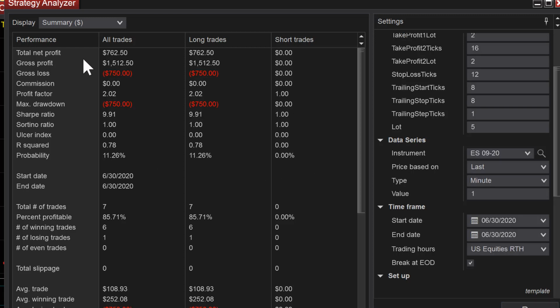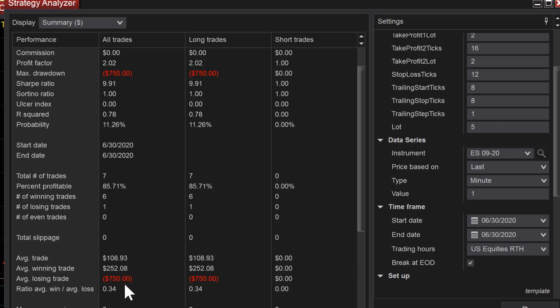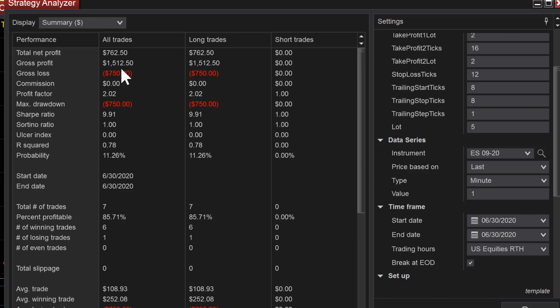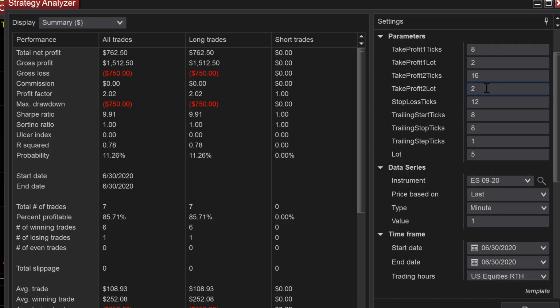Alright, where are we here? Well, we still have a profit, looking pretty good. 760, let's see here. 7 trades only now. 85% profitability. 6 winning trades, 1 losing trade. Only 1 losing trade, and it was the maximum losing trade. But still, you still have a profit. And that's a pretty good profit factor, 2.02, 85% accurate.